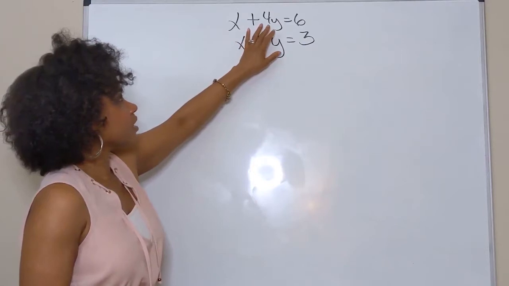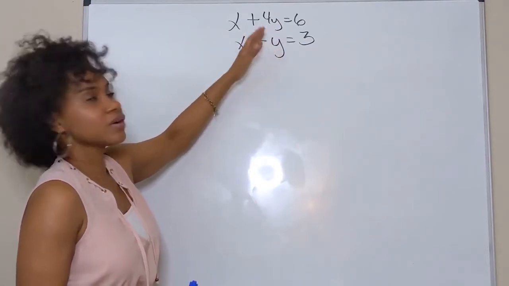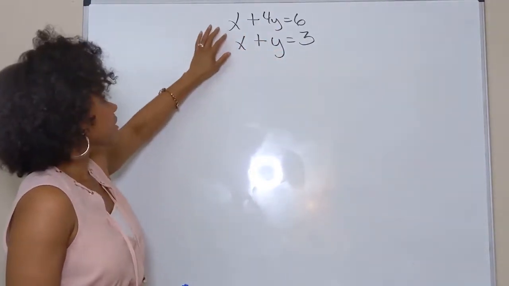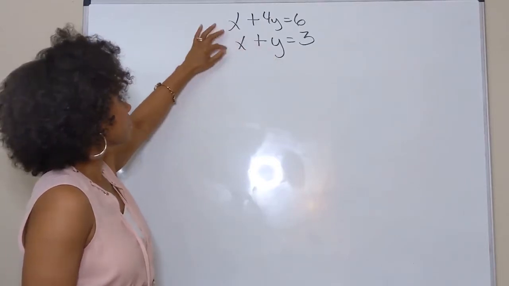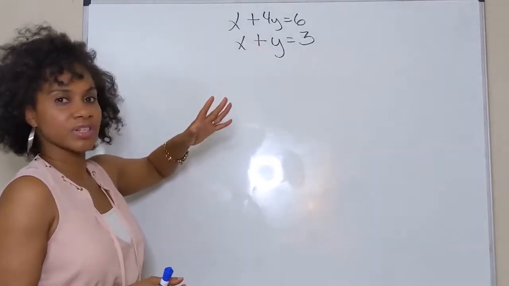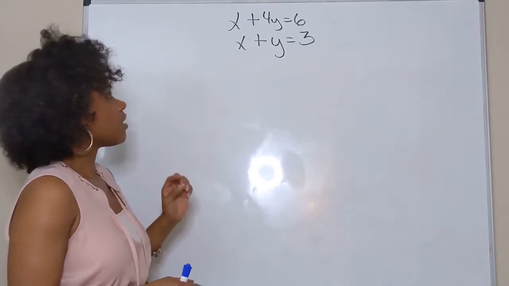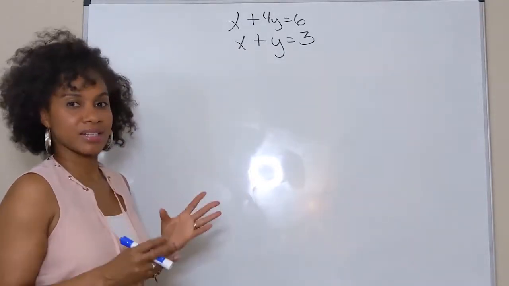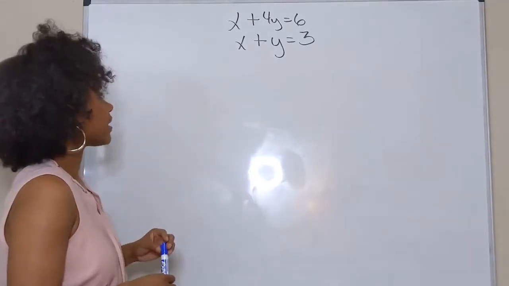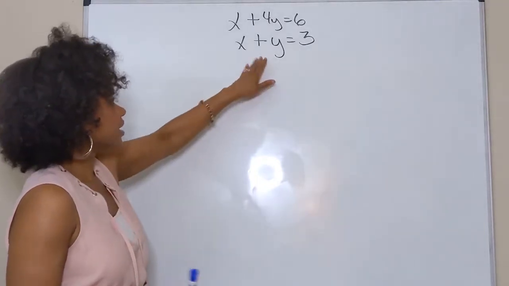All right, so the first thing you want to do is look for a variable that does not have a coefficient other than 1. All right, so we have three variables here, two x's and a y with a coefficient of 1. So I want to solve for one of those variables so I can isolate it and get it by itself on one side. I'm just going to choose the x here.